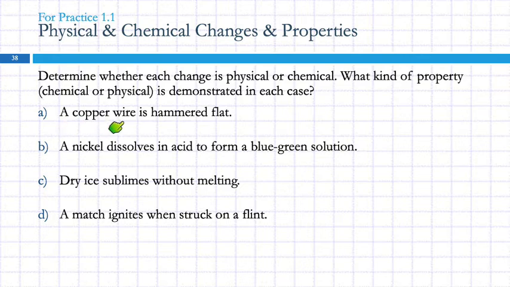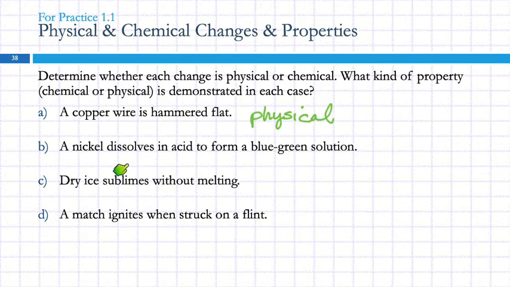So a copper wire is hammered flat. It's going to be a physical change. We're changing the appearance of the wire. It's not round and skinny anymore. It's going to get flat. But the copper atoms aren't changed. They're just getting deformed and spread out in a different way. So we can state this as a property of copper, that copper can be hammered into a sheet. And so that would be a physical property of copper.